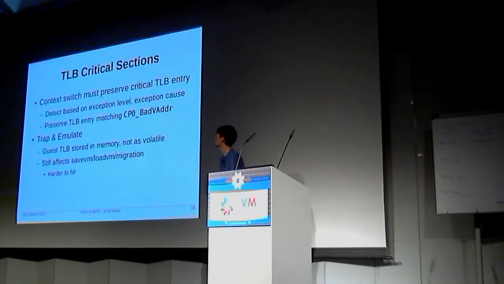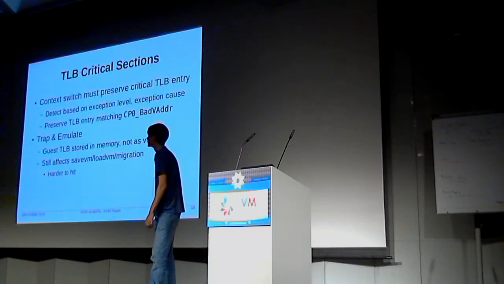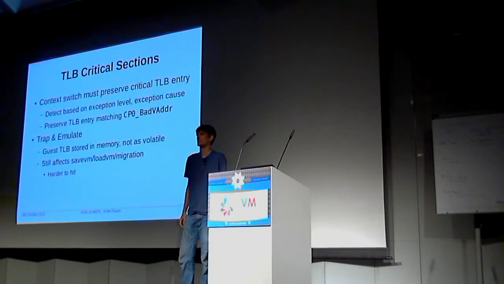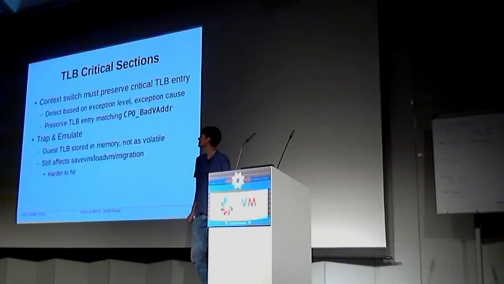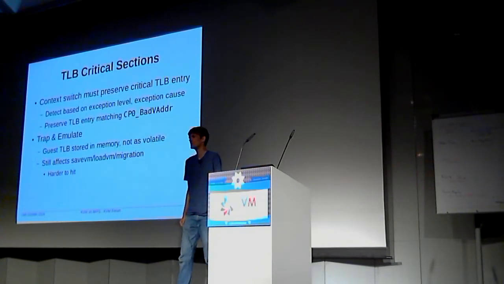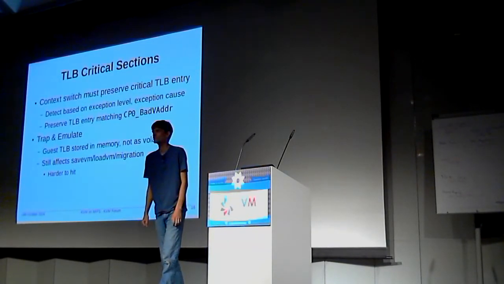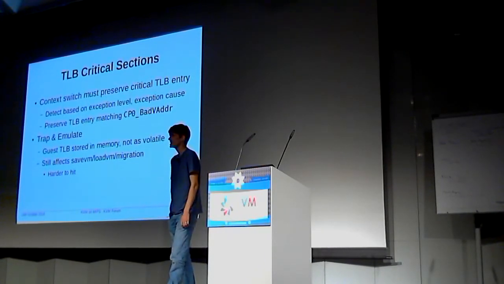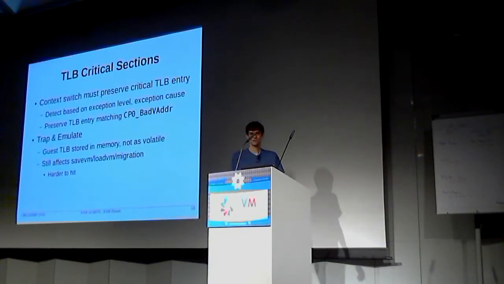and then restore it later. For trap and emulate, this problem doesn't affect it as much because the guest TLB isn't shared with any other guests. It's purely a software thing. It's not as volatile, basically. It still potentially could affect, say, VM save, VM load and migration, because when that happens, it doesn't save the full contents of the TLB. It would be a lot harder to hit, because obviously that happens far less than context switches, but it is a potential problem there.